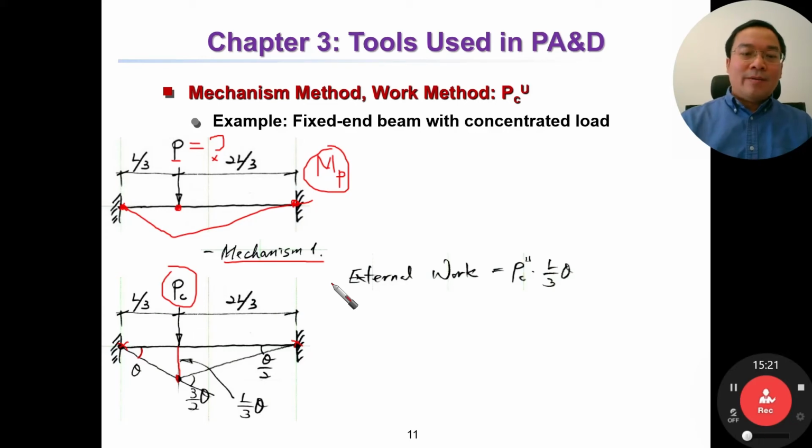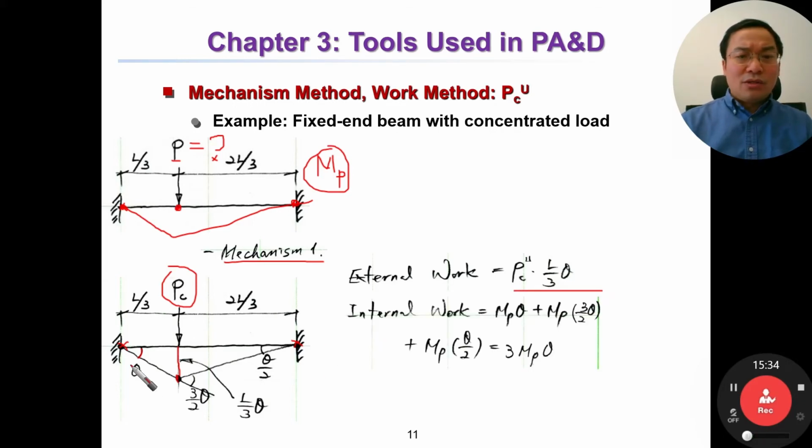Here we go. External work equals external force multiplied by displacement here and here. How about internal work? Internal work equals MP here multiplied by theta, then MP multiplied by this rotation here, plus MP multiplied by this one. Then it equals this.